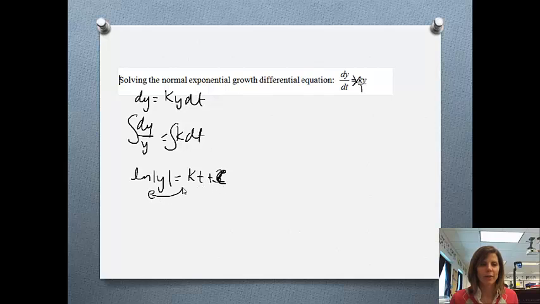Okay, then we're going to do the logarithm loop, so I'm going to get e to the kt plus c is equal to y, and if you recall from previous, we are allowed to put our c out front, so this is really y equals ce to the kt. So we used ce to the kt quite often, and that's where the formula came from, from the differential equation.